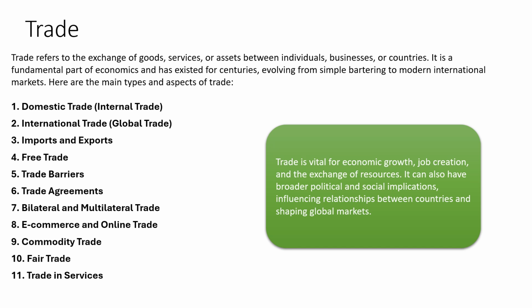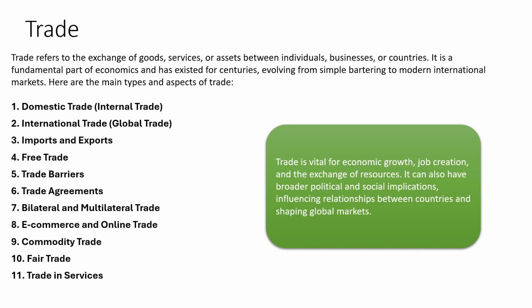We have domestic trade, which is internal, so within a country or an area. International trade, which can also be deemed as global, so between different countries. We have imports and exports. Imports are goods that you bring into your country, exports are ones that you send out. Free trade is the idea that you can trade and exchange goods without taxes or tariffs. Trade barriers are anything that might be put in place to restrict trade.